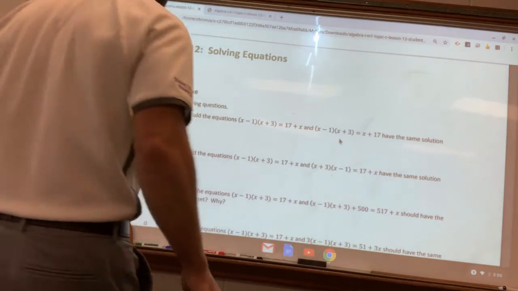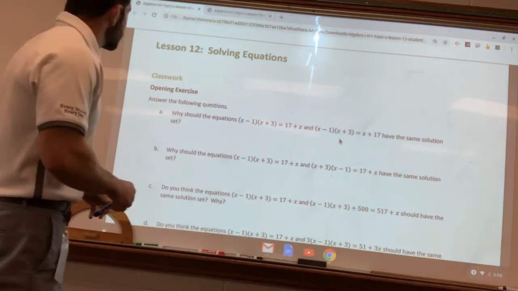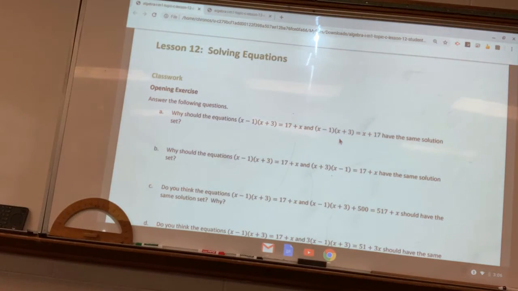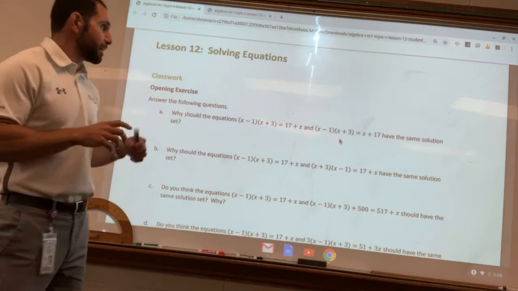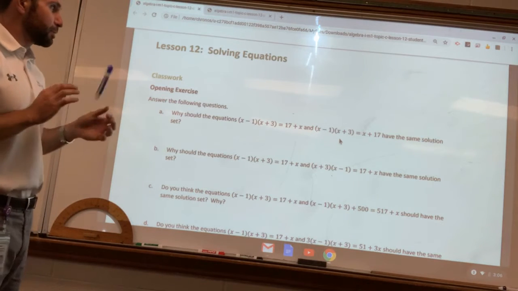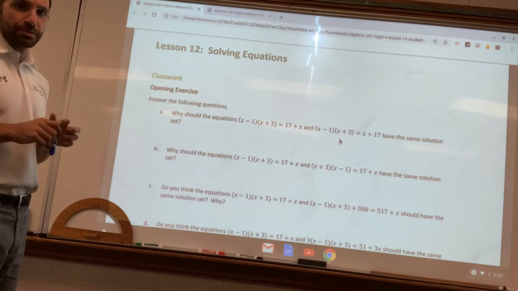Okie dokie. Solving equations. Answer the following questions. Why should the equations x minus 1 multiplied by x plus 3 equals 17 plus x and x minus 1 times x plus 3 equals x plus 17 have the same solution?